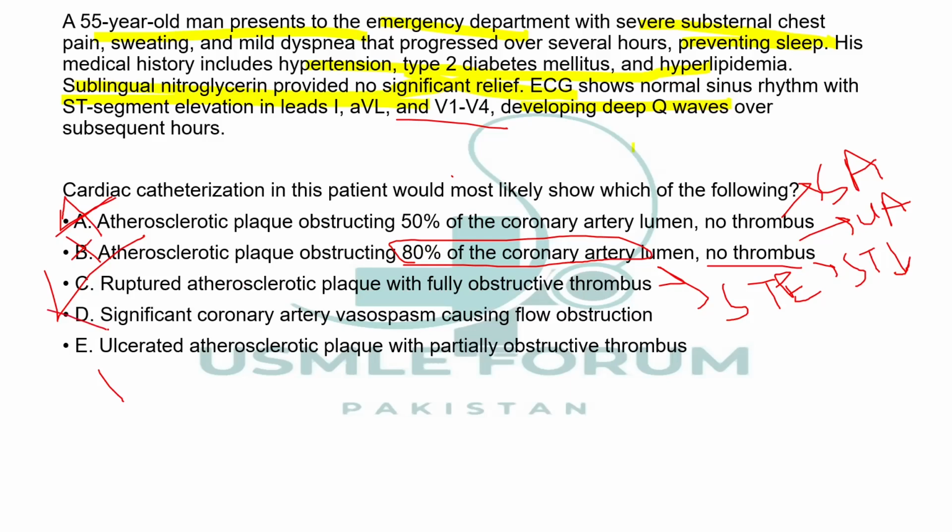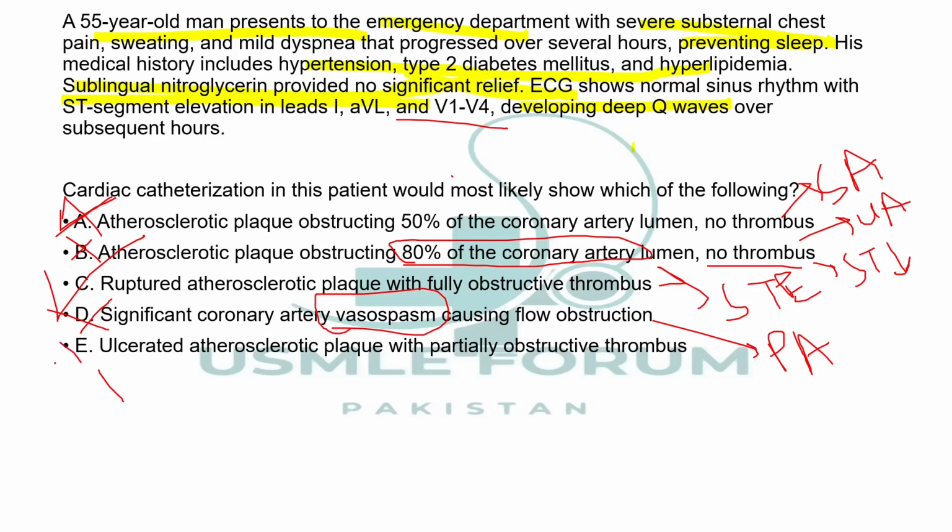Option D is also the wrong answer because it is mentioning vasospasm, which means that this is pointing towards Prinzmetal angina. Prinzmetal angina is episodic, unrelated to rest, and it only shows ECG changes, ST elevations, when the episode is occurring.